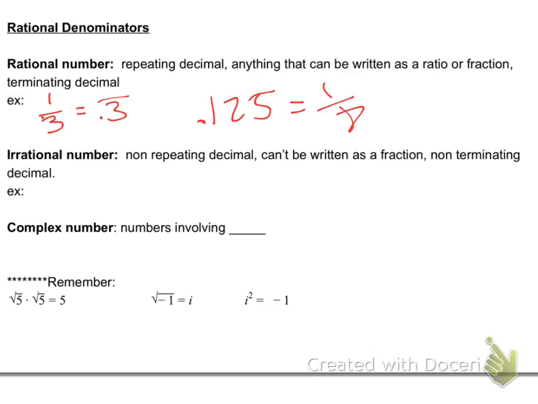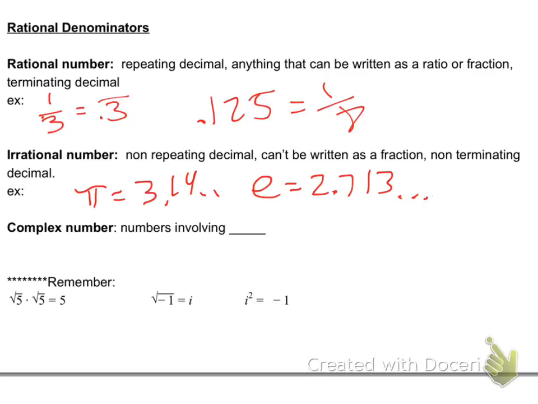Irrational numbers are basically the opposite. Non-repeating decimal. Can't be written as a fraction, or a non-terminating decimal. And so pi is a very good example. We know it is 3.14, but it does continue on and on and on. There's something called e, which is 2.713, and so on and so on. Those never end, so there are dots on the end of those.